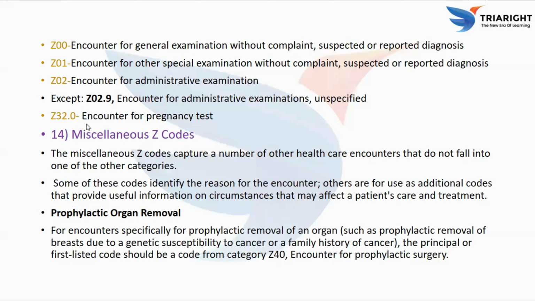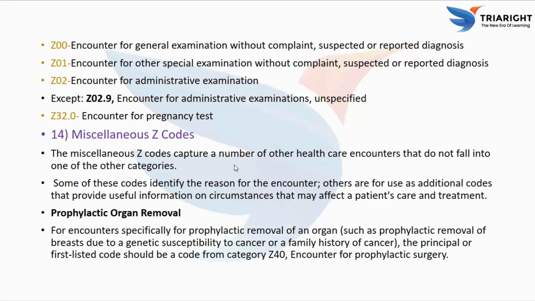And Z32.0, encounter for pregnancy test. The patient visits only to confirm pregnancy in this case. Examples are urine pregnancy test and blood pregnancy test. This code is used before the pregnancy is confirmed. Once pregnancy is confirmed, you have to assign the pregnancy Z codes, Z3A, Z34, etc. This is about the encounter codes.